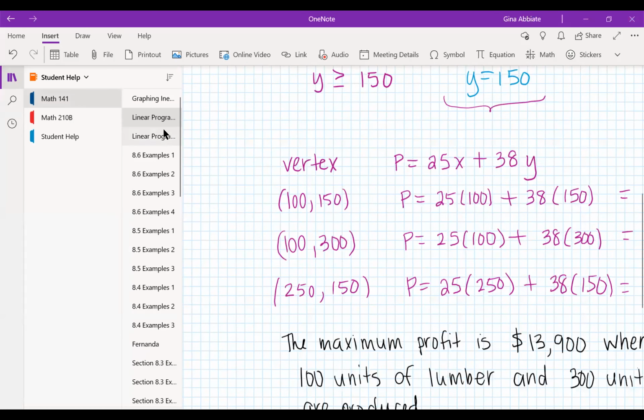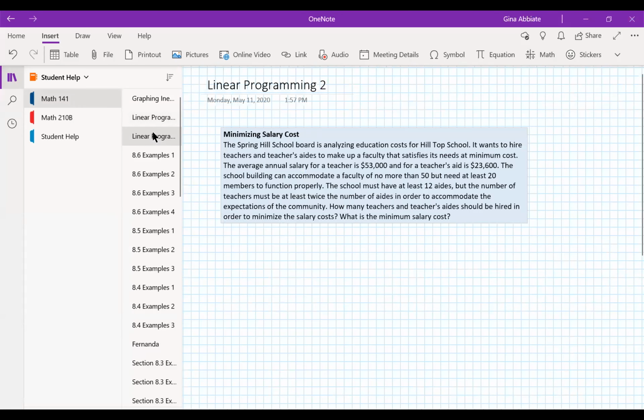Okay, I have one more application problem like that. This one is instead looking at minimizing a system. This is a school board that is hiring teachers and teachers' aides, and they want to minimize their costs. The average salary for a teacher is $53,000, and the average salary for the teacher's aide is $23,600.